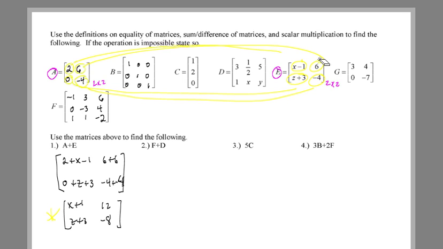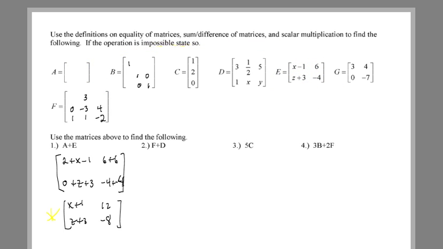Well, let me erase all the mess up here, and let's look at another operation. Let's look at, oh my gosh, I didn't want to do that. Hold on, I erased the entries to my matrices as well. Okay, now that I've filled those guys back in, let's look at F plus D.